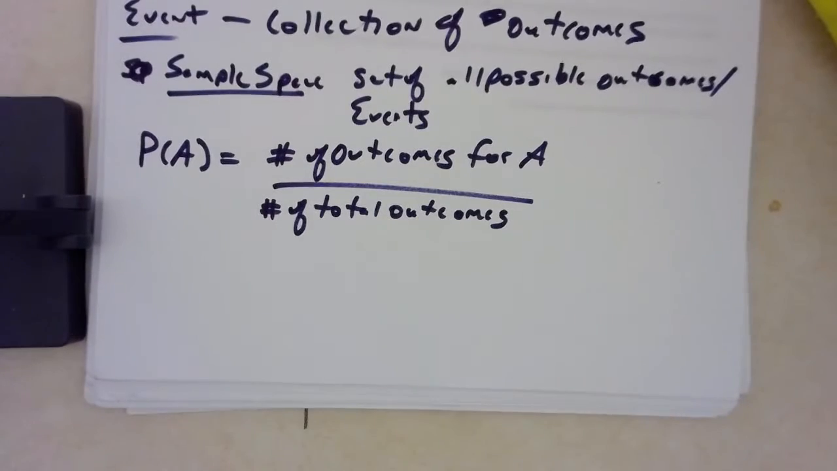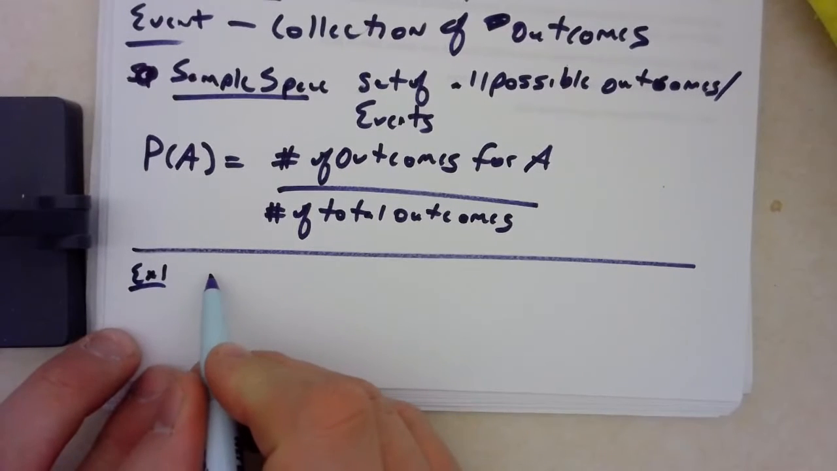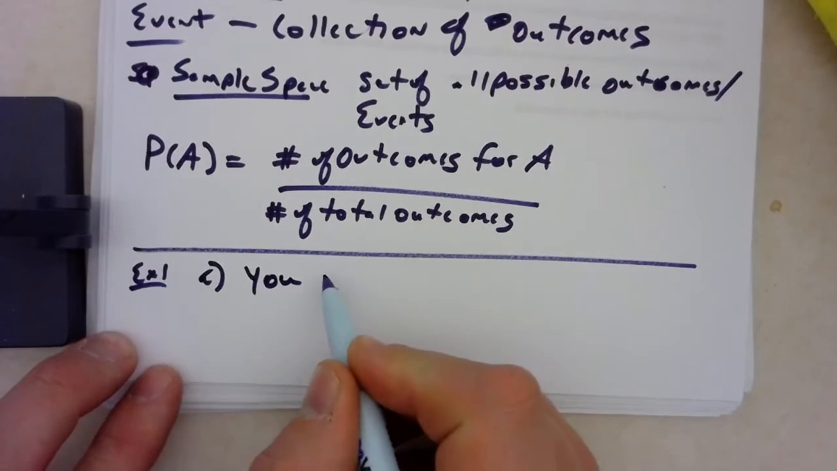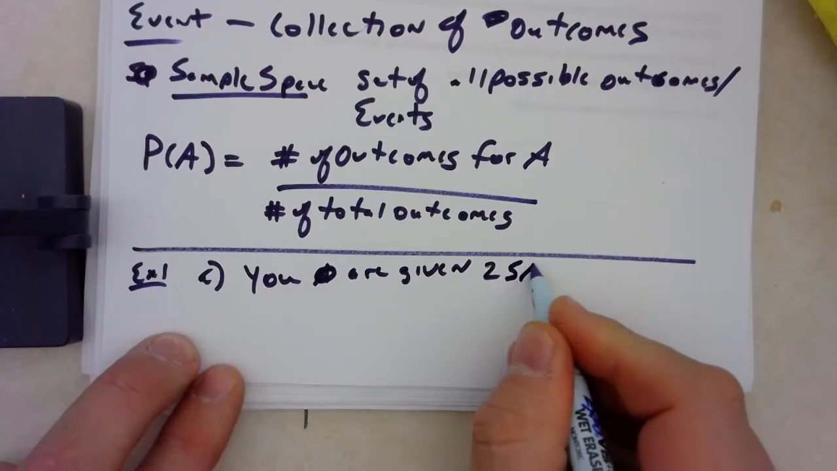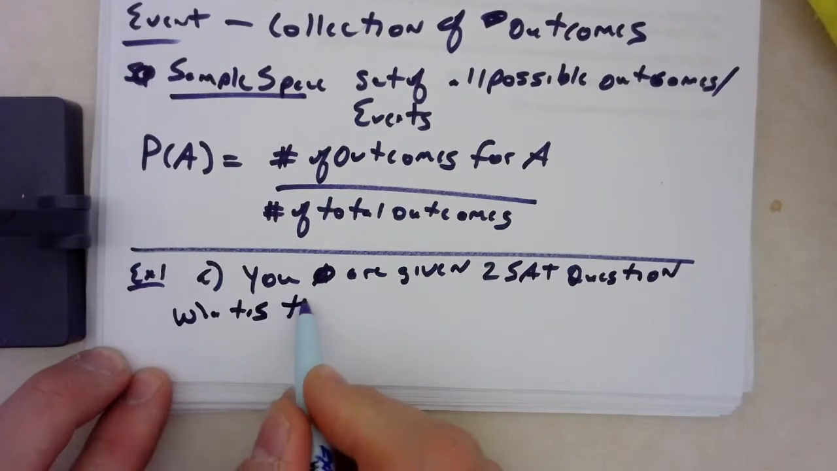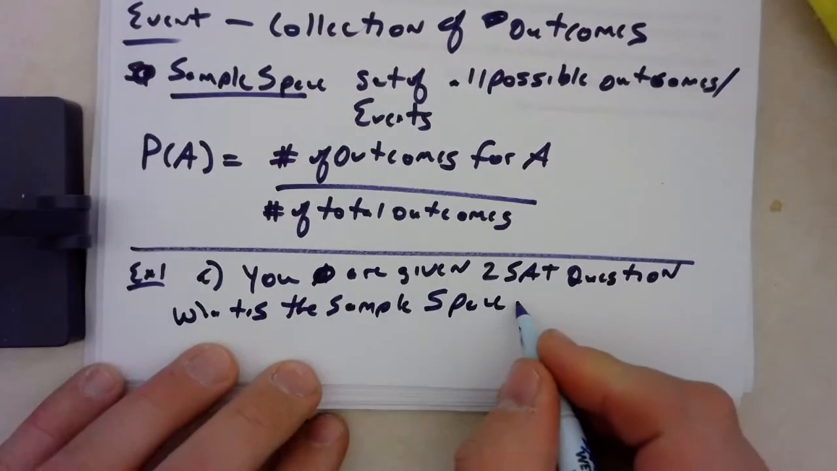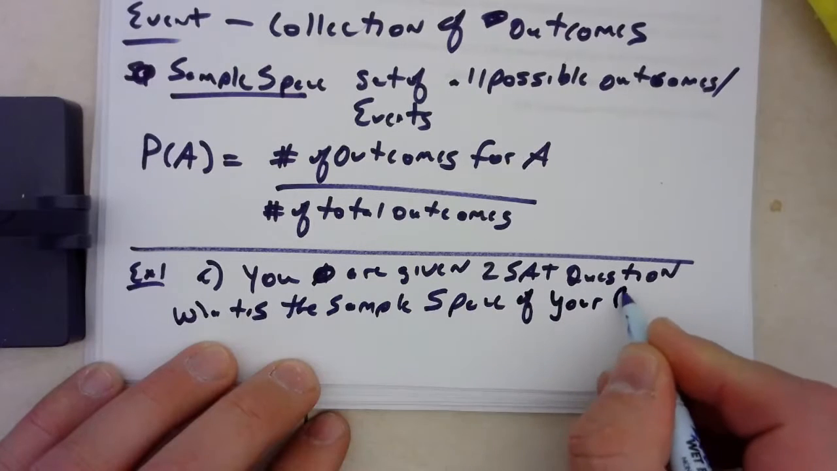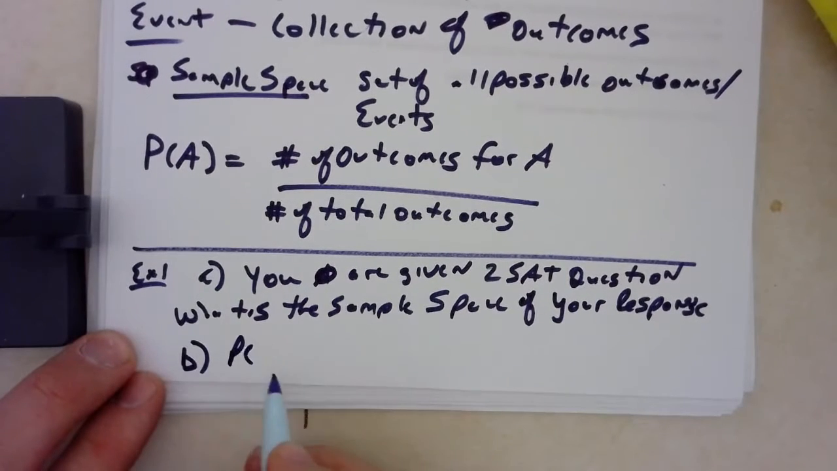The probability of A is the number of outcomes in A divided by the total number of outcomes. So let's give you an example to do. Example number 1. Part A. You are given 2 SAT questions. What is the sample space? In other words, the set of all possible outcomes. What's the sample space of your responses? How many multiple choices are there? You have to look in your packet. Well, it depends what question it is. Yeah, there's 4. 2 SAT questions. What's the sample space of your responses? Then I got part B for you. What's the probability you get both right?